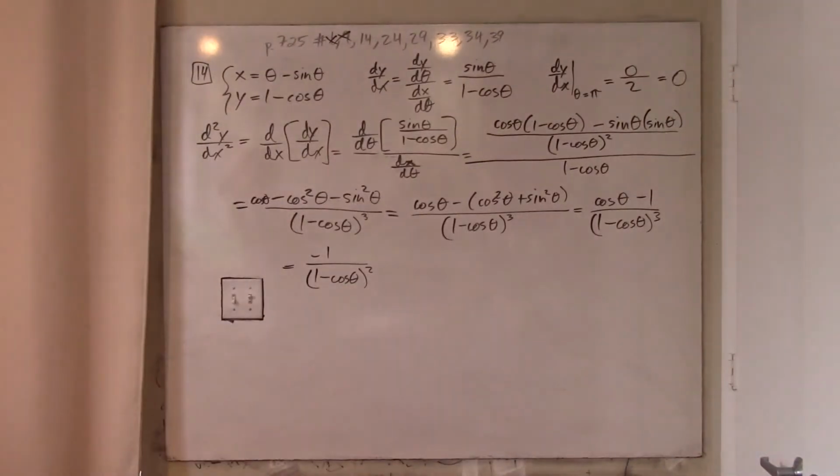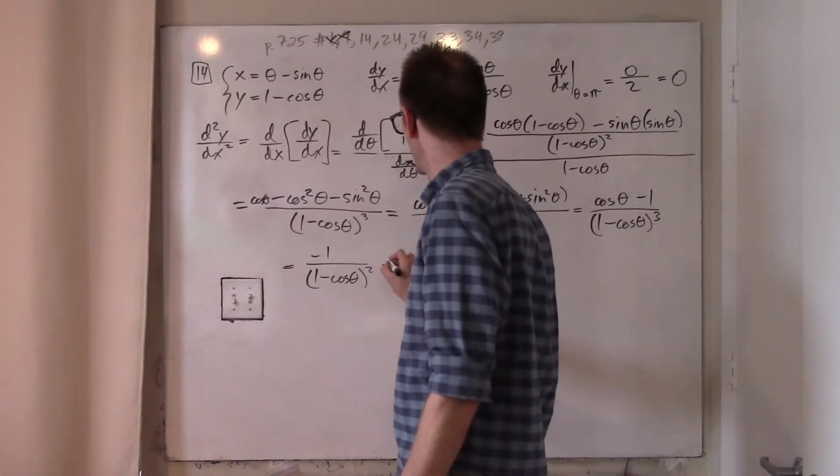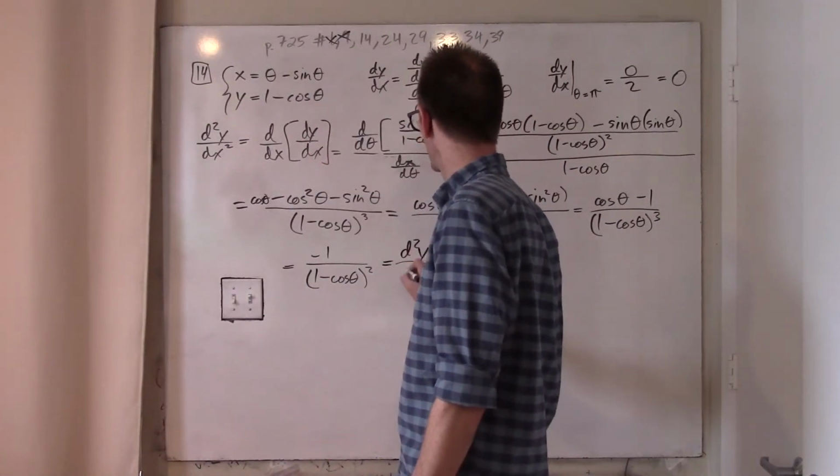Man, not 100% confident of my answer there. I made a bunch of mistakes along the way even, but I can quickly check this. And if I quickly check this, because I have the answer to every problem in the world, this was number 14. I bet I'm right. I just am right. Negative 1 over 1 minus cosine theta squared. Okay, good. So this is my formula in general for d squared y dx squared.